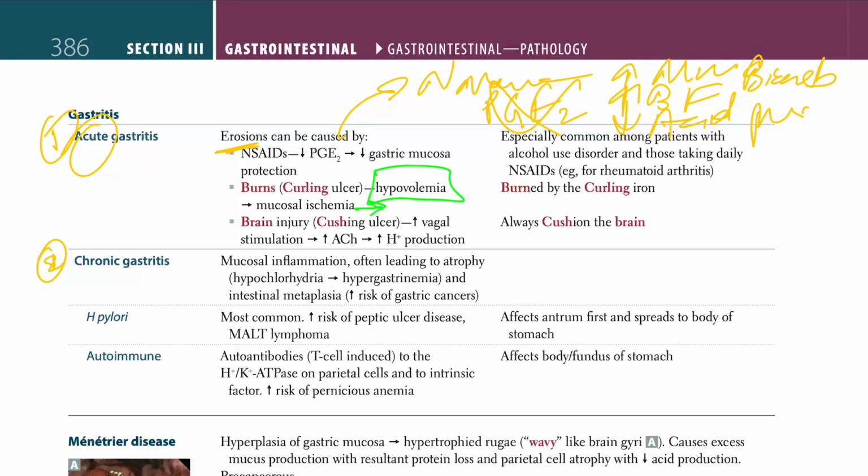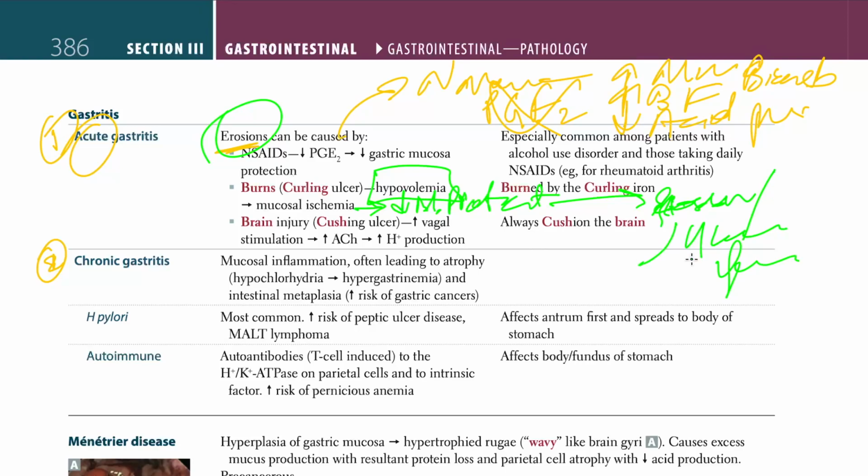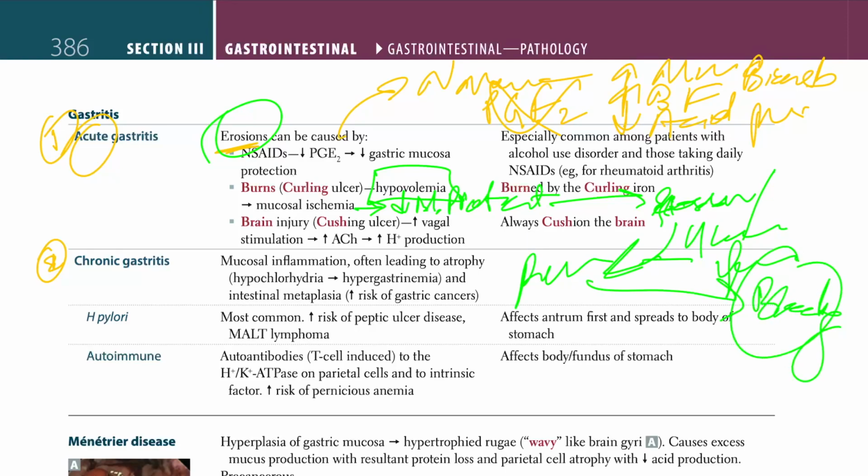When the mucosa gets ischemic, mucosal protection is lost. So you have decreased mucosal protection, and now you are going to go into erosions, or even ulcer formation. Even erosion or ulcer may perforate, and if they perforate, that can lead to bleeding. So that's all of it through hypovolemia: burns cause curling ulcers.